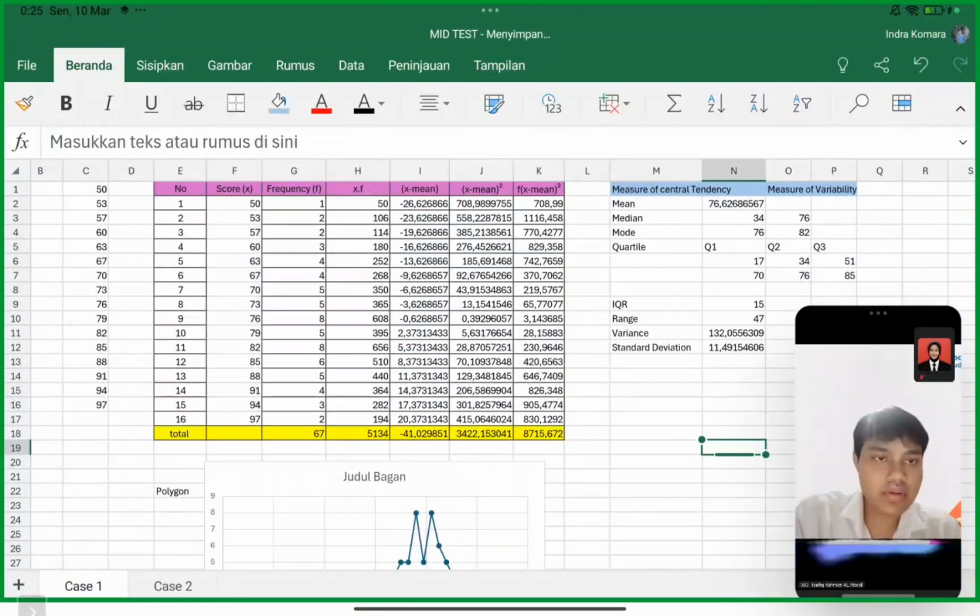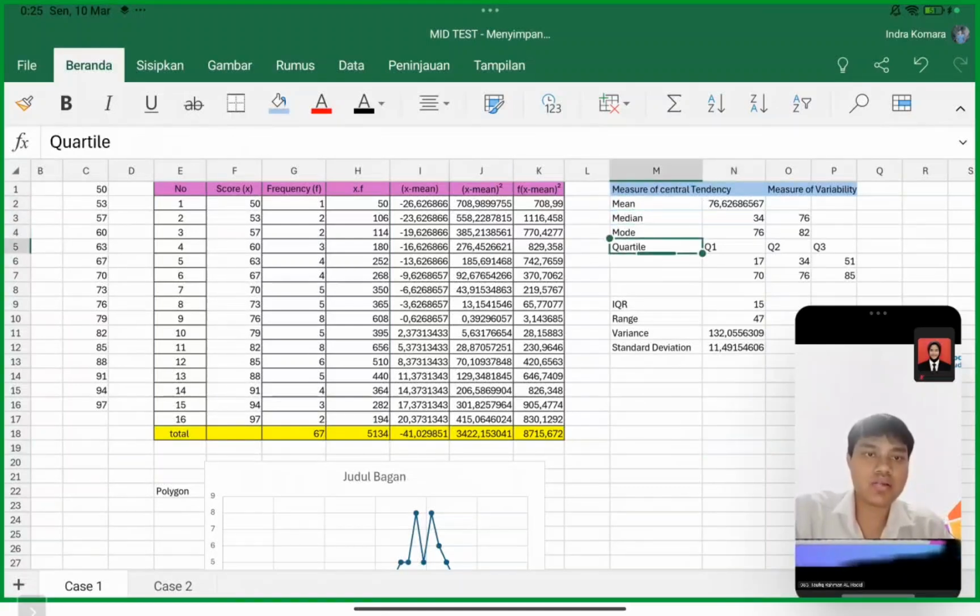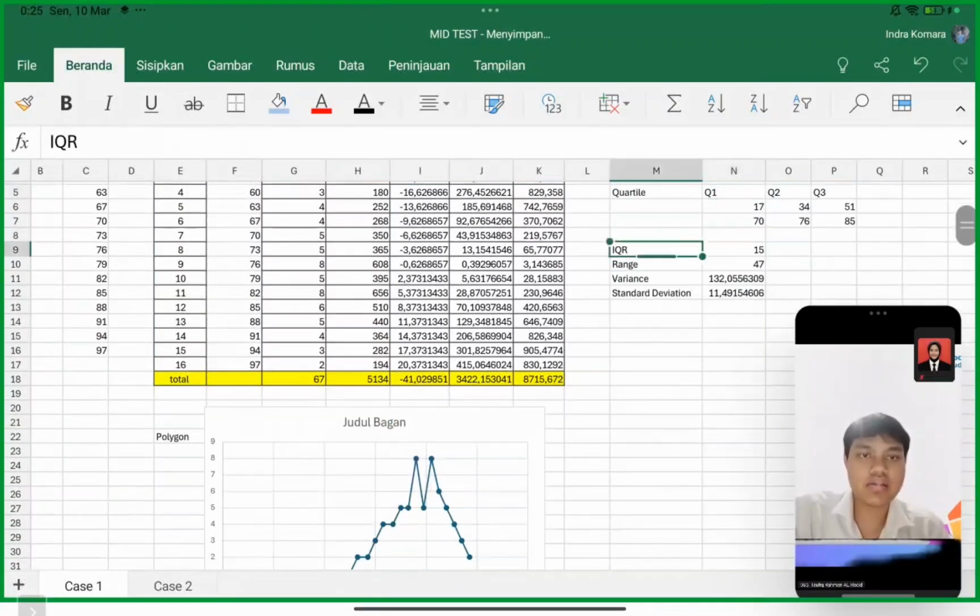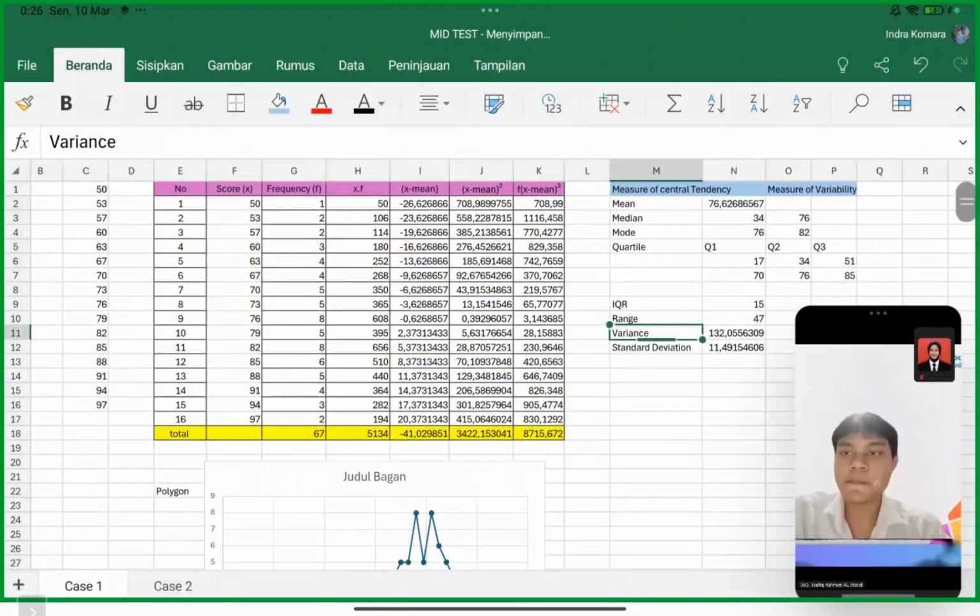That's all of the tutorial. So now we can find the mean, the median, the mode, quartile 1, quartile 2, quartile 3, and the interquartile, range, variance, and standard deviation. So maybe that's it from me.